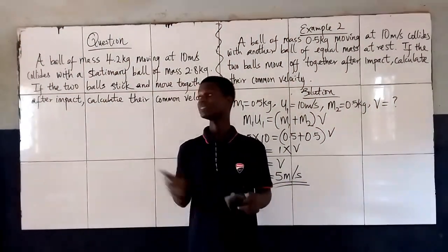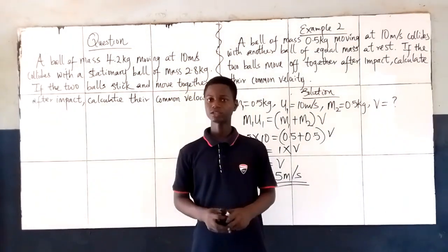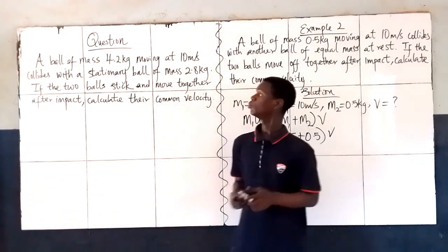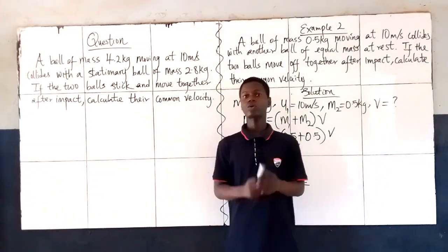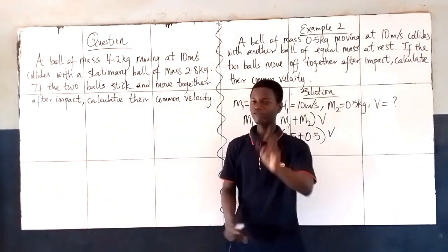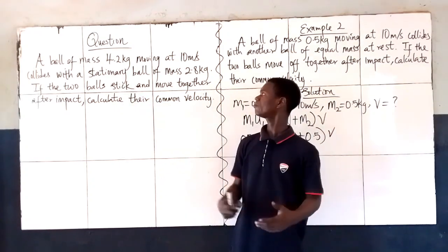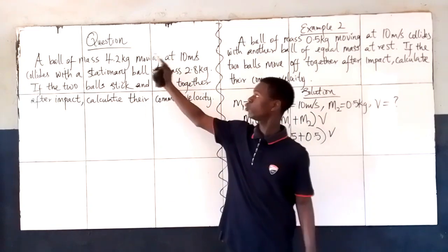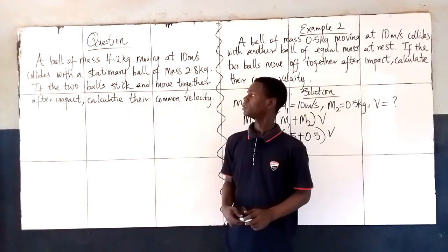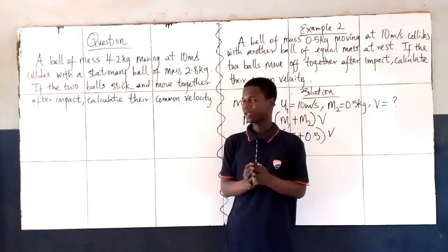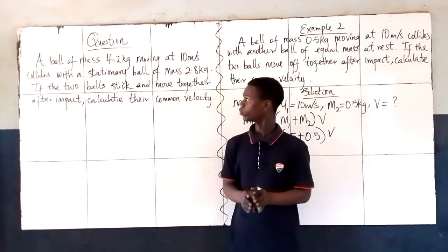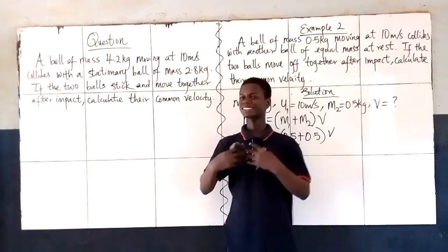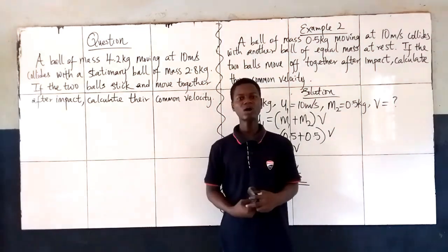Alright guys, here is the question you are asked to try your hands on. It reads, a ball of mass 4.2 kilogram moving at 10 meters per second collides with a stationary ball, emphasis on stationary, of mass 2.8 kg. So this is M1, this is M2, and this is the U1 of M1. Then if the two balls stick together and move in the same direction after impact, calculate their common velocity. In this case, we are asked to find V.